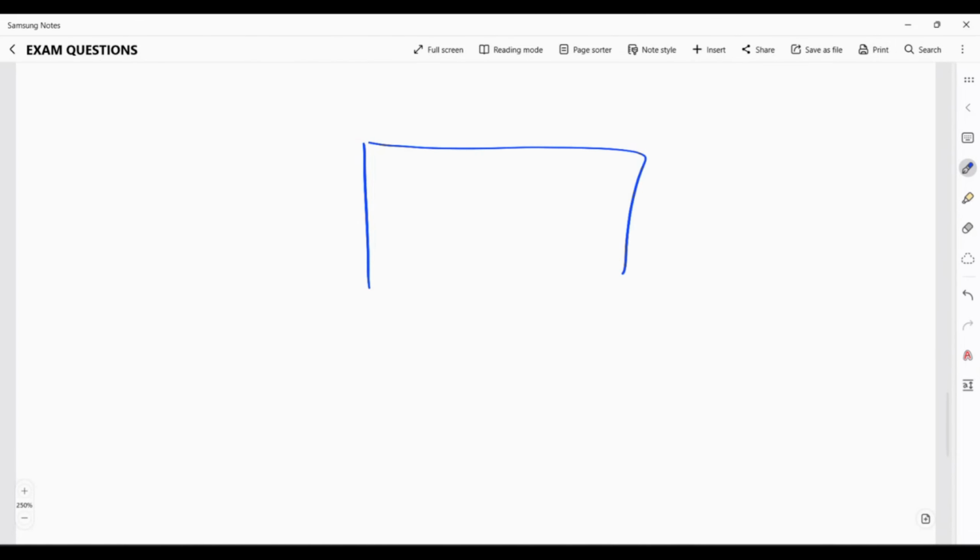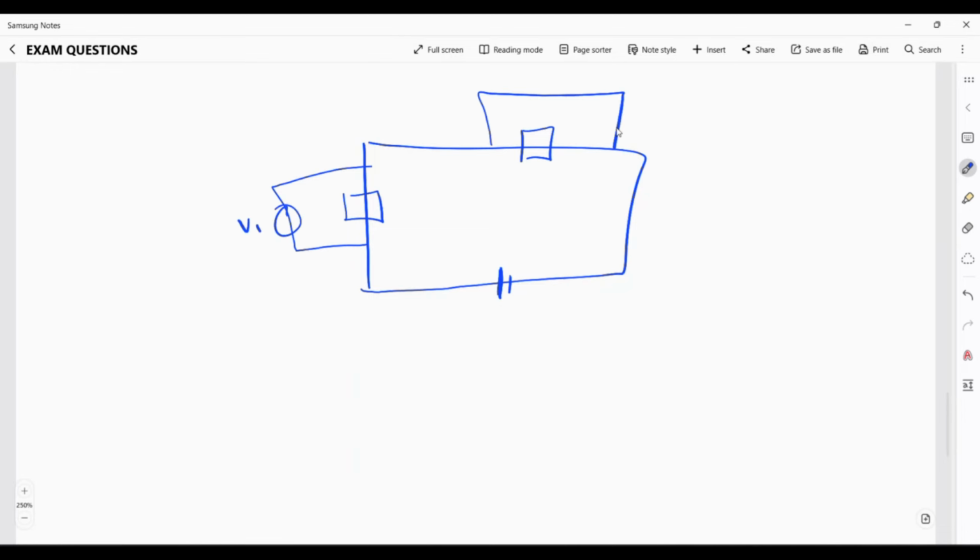Let's say this is just a simple circuit. I have a resistor, I have my battery over there, something like that. That's V1, that's V2 over there. Then you know that potential difference is actually measured across a resistor at a certain point of your circuit over there.